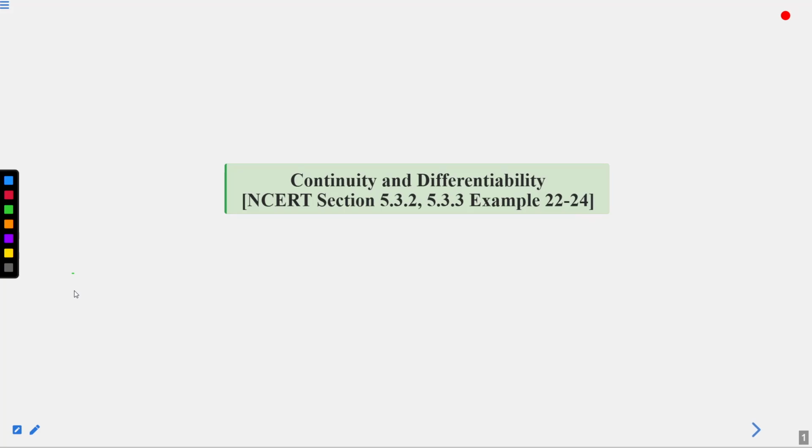So in today's lecture, we will study continuity and differentiability in NCERT sections 5.3.2, 5.3.3 and examples 22 to 24. So let us start.